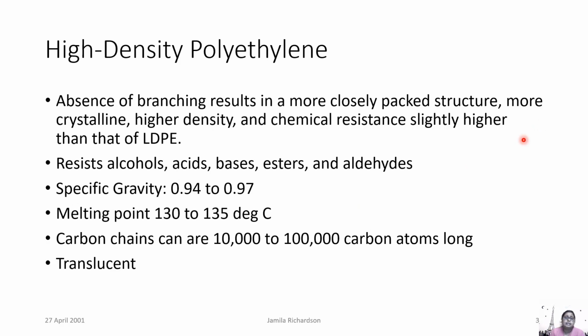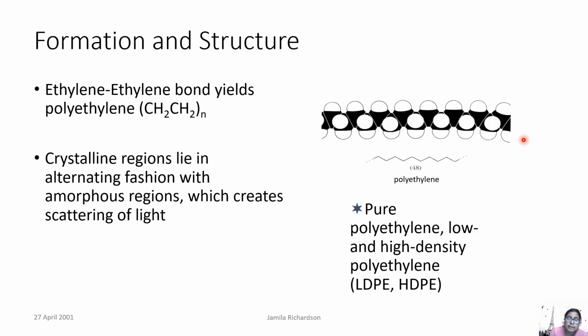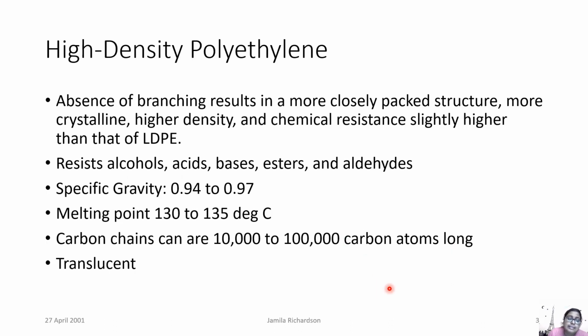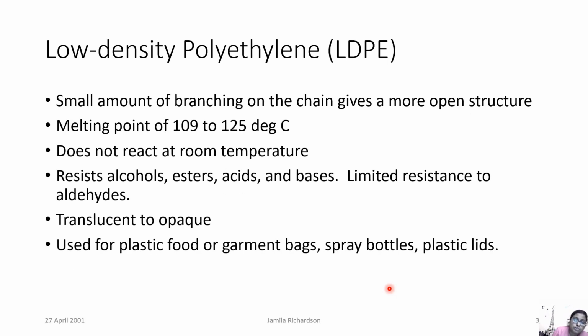Okay, so high density polyethylene. The absence of branching results in a more closely packed structure, more crystalline, higher density, and chemical resistance slightly higher than that of LDPE. Low density polyethylene is LDPE and high density polyethylene is HDPE. It resists alcohols, acids, bases, esters, and aldehydes. You can see the specific gravity and melting point, and these are all translucent structures.